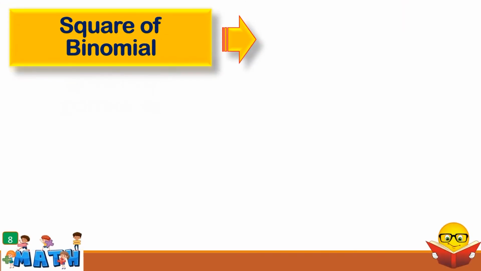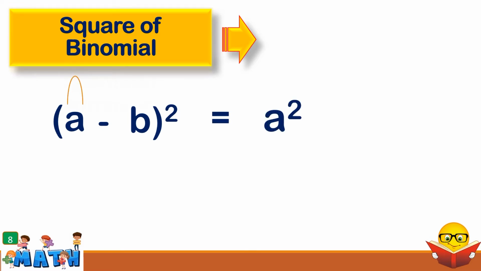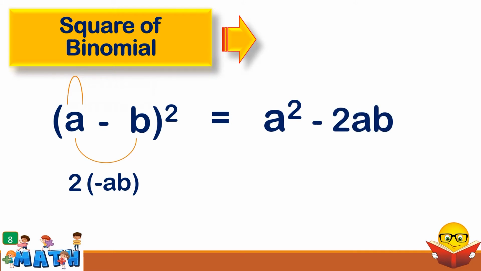How about finding the square of a binomial of the form a minus b quantity squared? So again, square the first term, where we have a times a equals a squared. Then, get the product of the first and the last term. So we have a times negative b equals negative ab, times 2 equals negative 2ab. And then, square the last term, where we have negative b times negative b equals b squared.